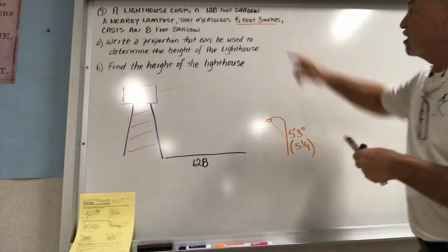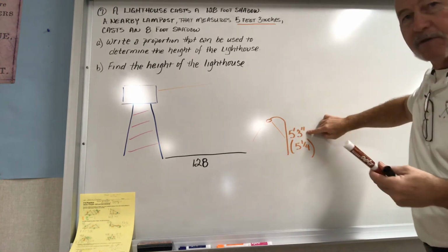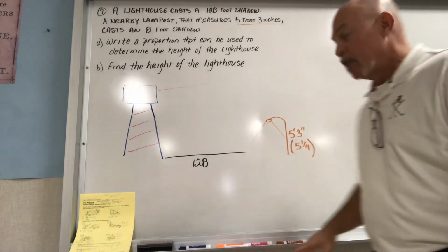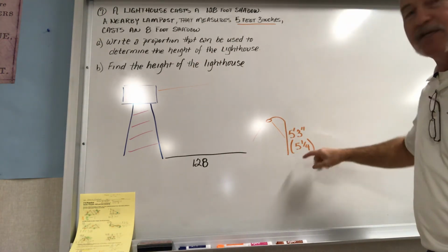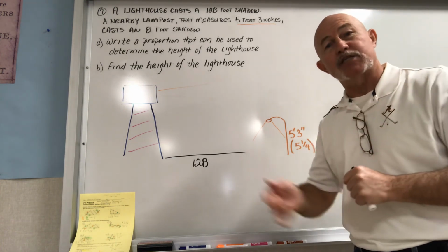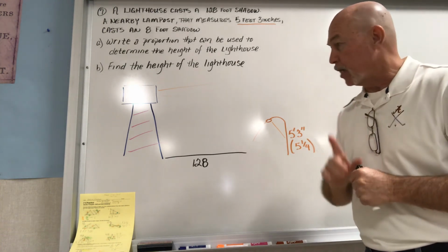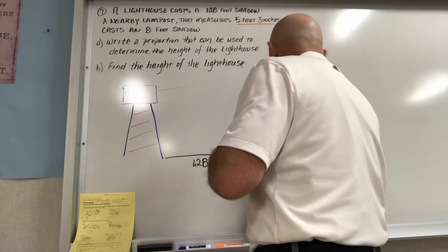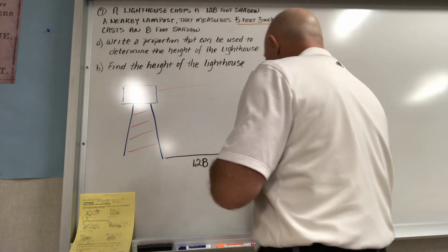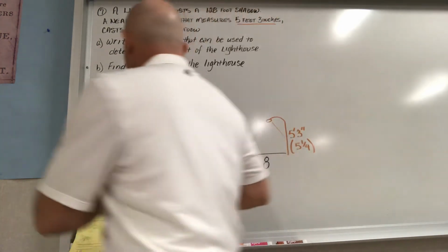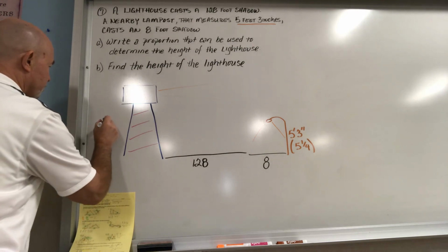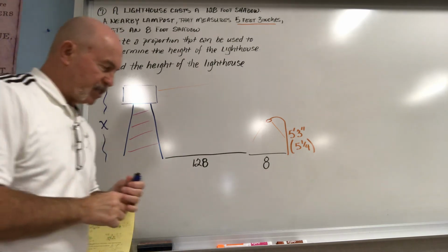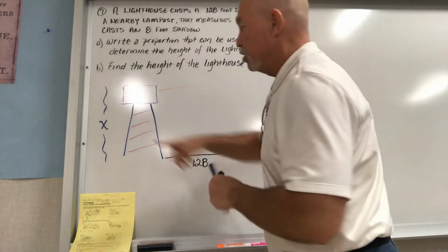So what I did here was take that 5 foot 3 inches. 3 inches over 12 inches is 1/4. So I turned that into a fraction right now. If you want to turn it into a decimal, 5.25. So we've got that 128. This has an 8-foot shadow. And this is our X. So, a couple of ways to set this up. I'm just going to do it this way.